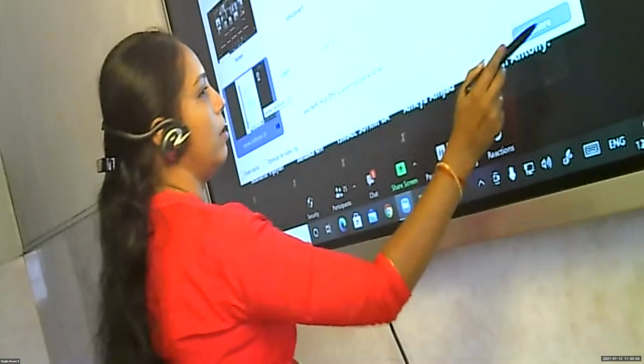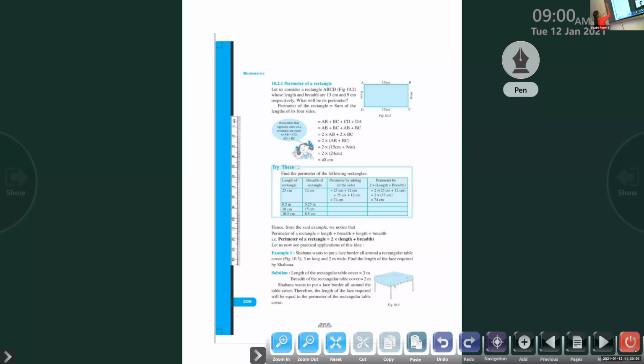Now we are going to derive the formula. Now listen here, all of you. Okay, children, I'll write the heading: perimeter of a rectangle. We're going to find the perimeter of a rectangle. Can you see the board? Yes, ma'am. What is the specialty of a rectangle? If this side is 15 centimeters, what about the top one? The opposite side is also 15 centimeters. And if it is 9 centimeters, the opposite side is also 9 centimeters. So how will you find the perimeter of this?